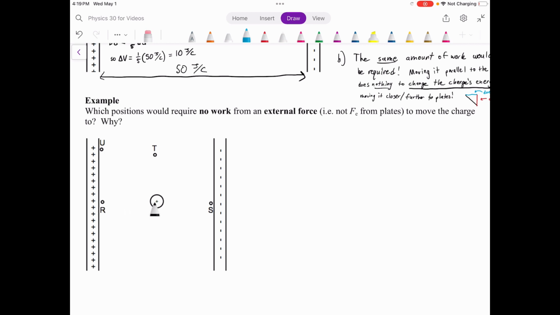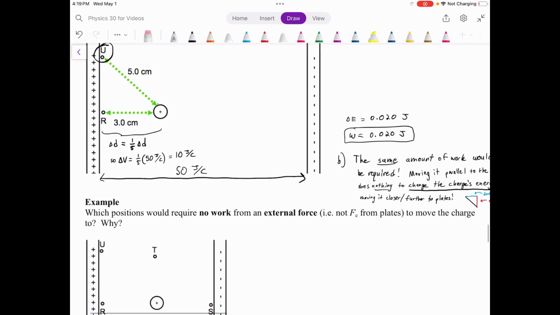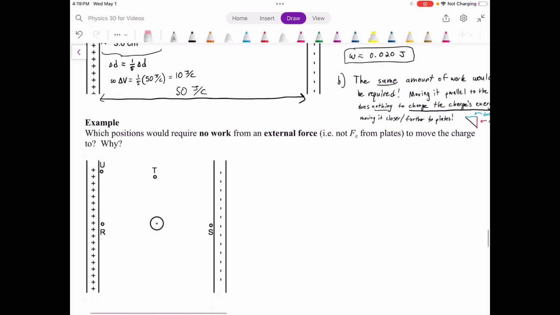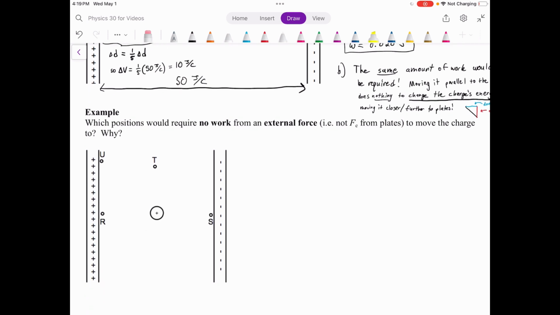We would also need to do work to move it to U. That's very similar to what we were just talking about up here, okay? Now, to move it to T, are we actually fighting the electric field to do that? Would we be giving it any more potential energy by moving it to T? I don't think so. It doesn't have any more potential energy at T than it does where it is now, okay?